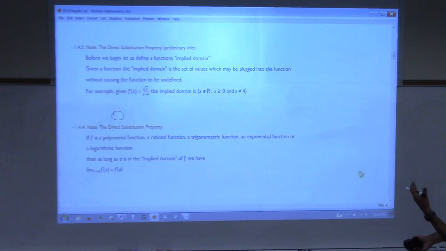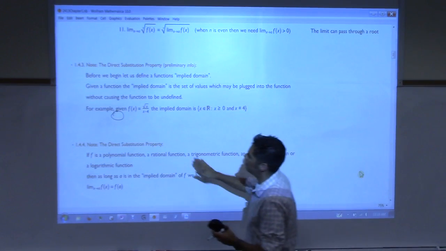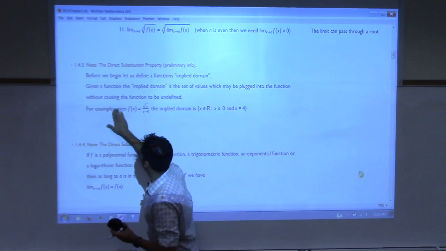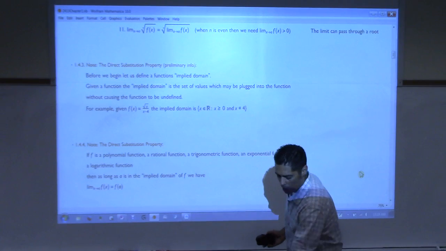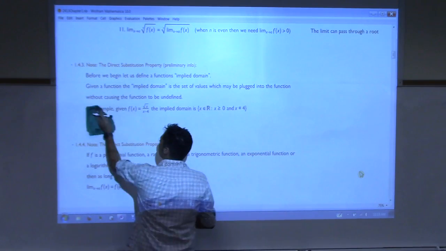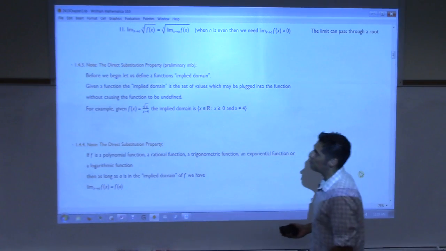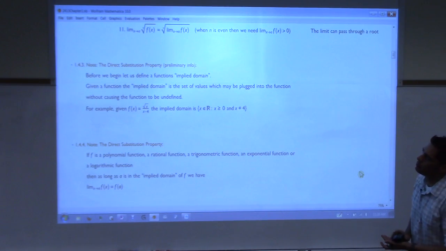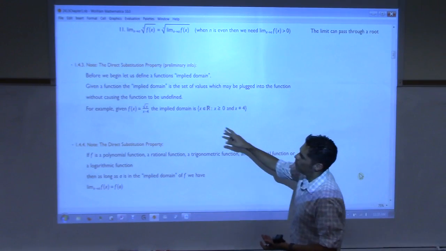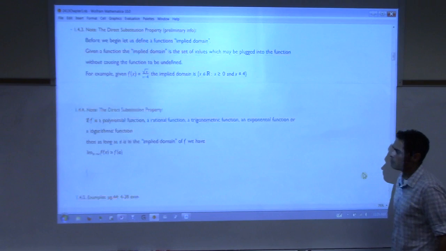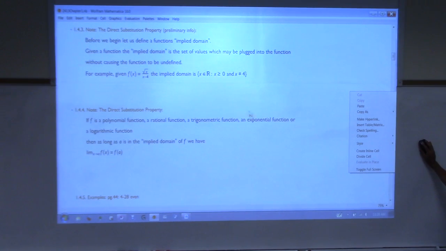Yeah, implied domains. I almost asked that on the quiz, but I decided not to. I just picked one problem out of here. I was going to ask about this implied domain thing, but yeah, that's a little complicated.